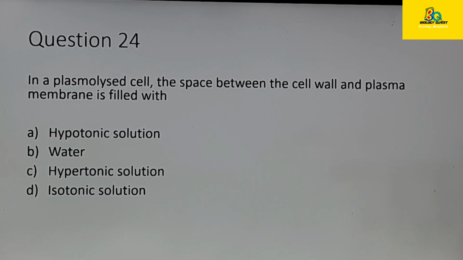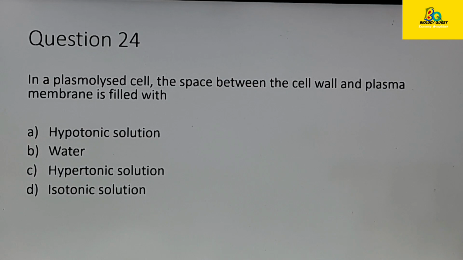Next question, in a plasmolysed cell, the space between the cell wall and plasma membrane is filled with. So we know what is a plasmolysed cell. When does a cell become plasmolysed? When a cell is placed in hypertonic solution. What happens?